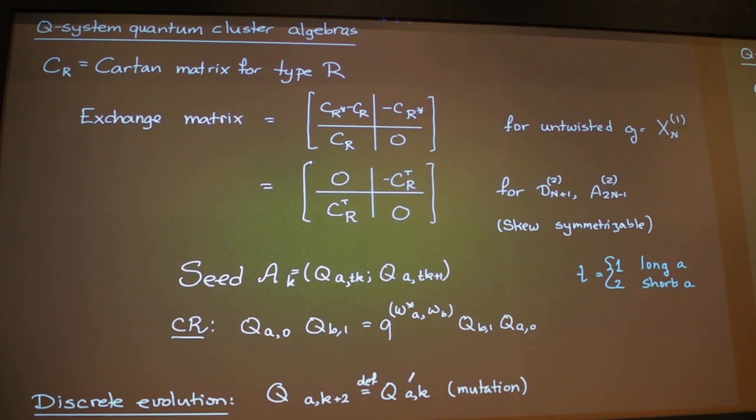And if you really want to know how to define the cluster algebra, it's not the entire cluster algebra I'm interested in, just an integrable direction of mutations in the cluster algebra. This integrable direction starts out with some seed variables. The A-type cluster variables consist of variables called Q_{A,tK} and also Q_{A,tK+1}. Here t is 1 or 2, depending on whether I'm talking about a long or a short label, and A goes from 1 to the rank of R.